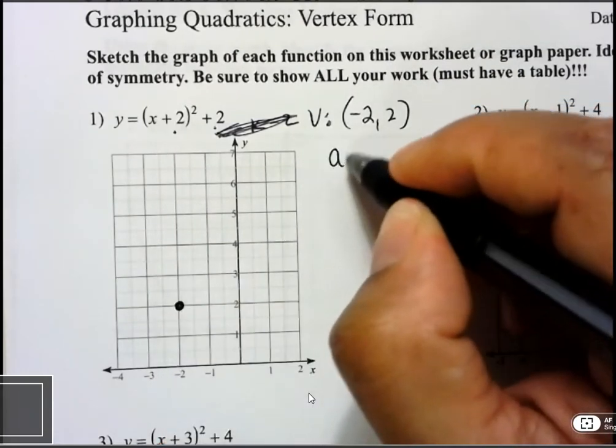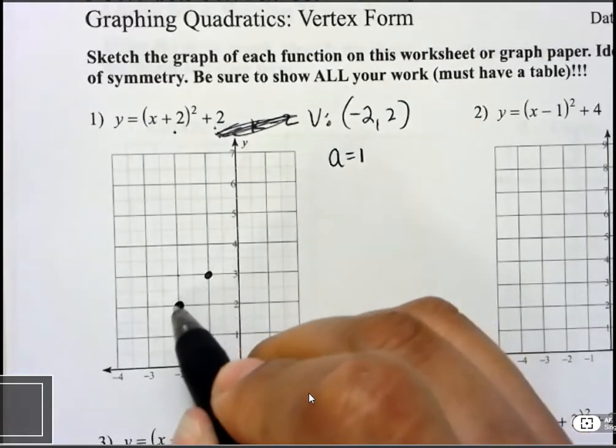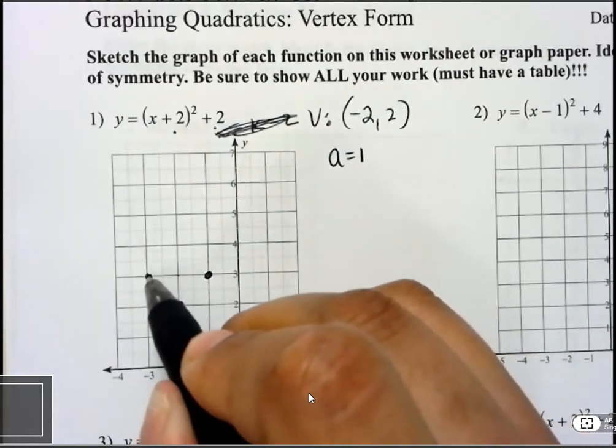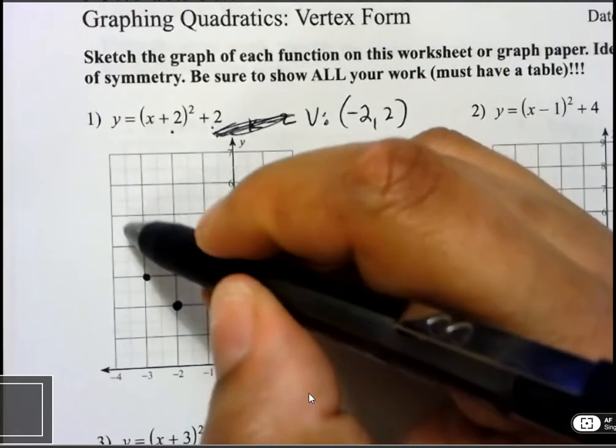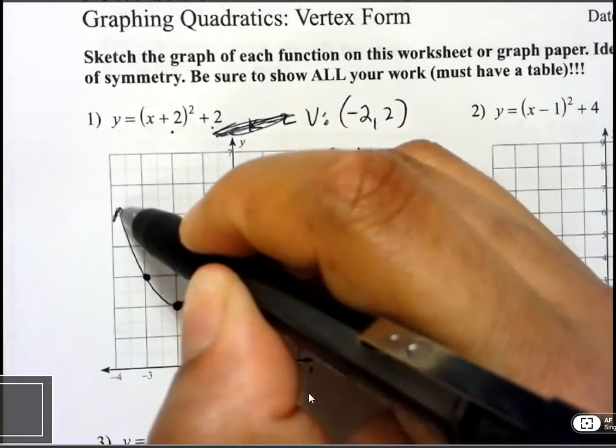And you look at your a value, which equals 1. So you go up 1, up 1. That's literally what you need to know. And it opens up because a is positive.